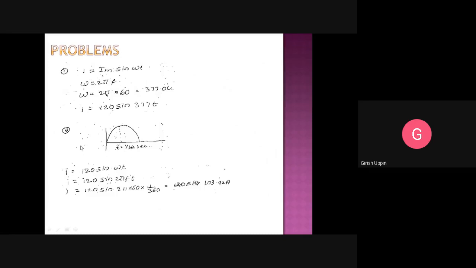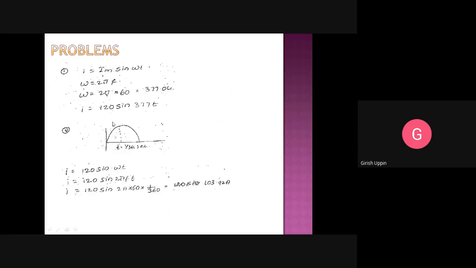And next, what we have to find? Next, you have to find the instantaneous value of the current at t is equal to 1 by 360 second. So you take this equation, substitute t with 1 by 360, and make sure your calculator is in radians. Sine of this value is what you have to use, and multiply it with 120.